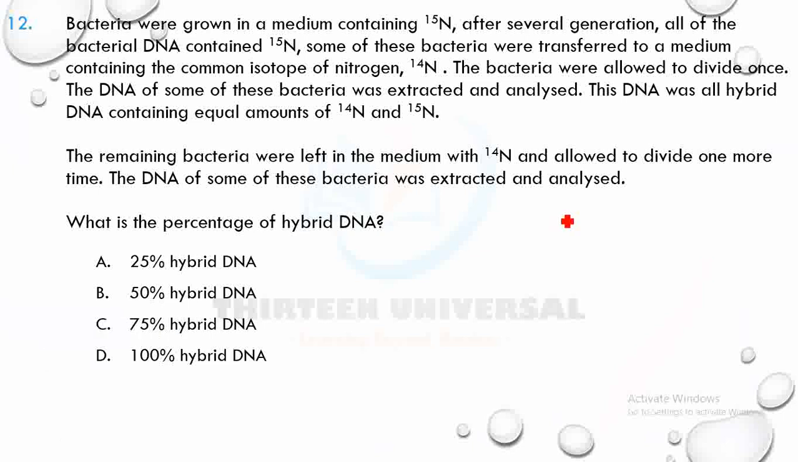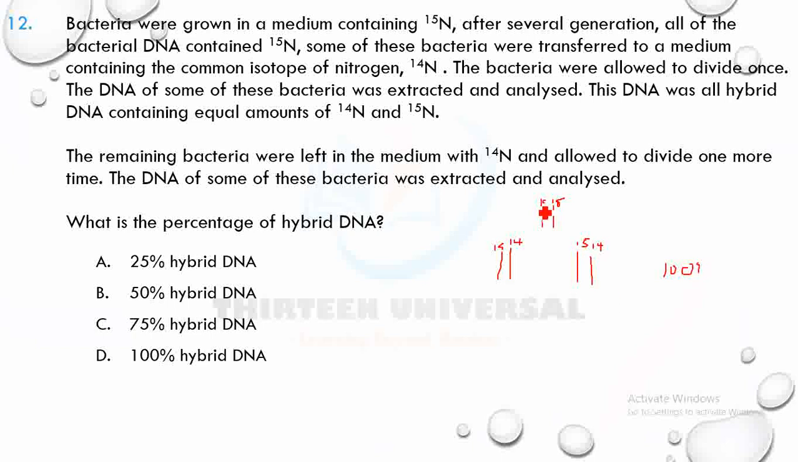So guys, look at it. If this is the original DNA, after so many generations, they were all N15. Then the bacteria were transferred into N14 medium. In the N14 medium, the two strands will separate, and each of them will be used as a template. Remember that this medium now contains N14, so the newly synthesized DNA strand will be made up of N14. This is the first division: a new strand here, this is N14, and a new strand here, this is N14. So this is the hybrid. The hybrid here is 100%.